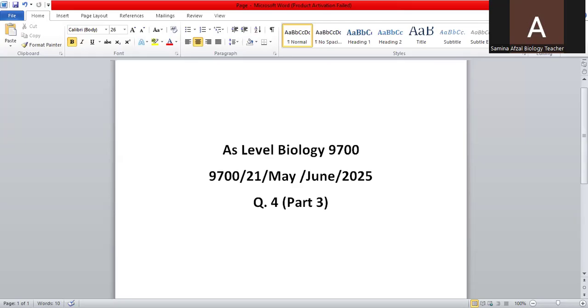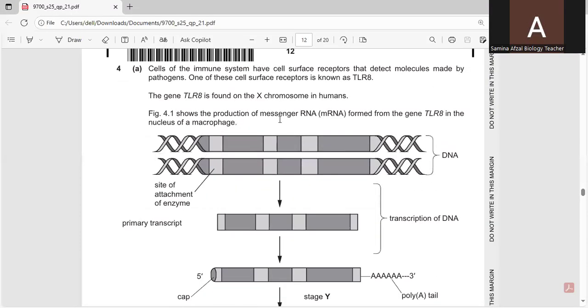So question number 4 starts: cells of the immune system have cell surface receptors that detect molecules made by pathogens. One of these cell surface receptors is known as TLR8, the gene. TLR8 is found on the X chromosome in humans. So 4.1 shows the production of messenger RNA formed from the gene TLR8 in the nucleus of a macrophage.